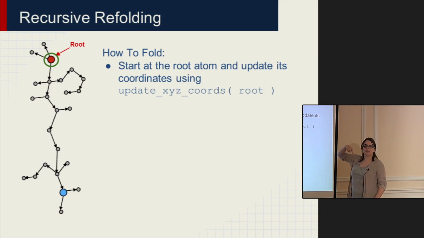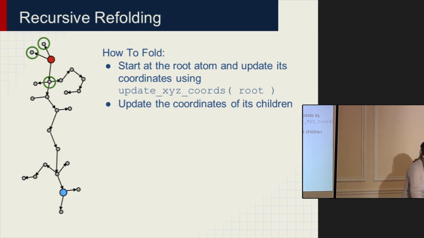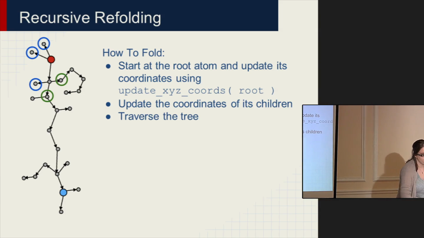What you can do is start at that, calling it the root. And let's say you were to move the N-terminus. You could then call update XYZ coordinates, which would then update the children of that particular root atom, so every atom that the red vertex is pointing to. And what you could do is then recursively walk the tree, continually traversing and updating the coordinates of your children.